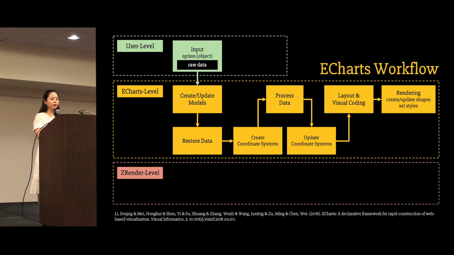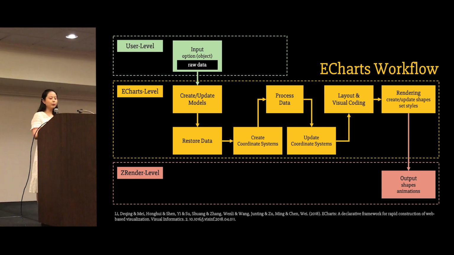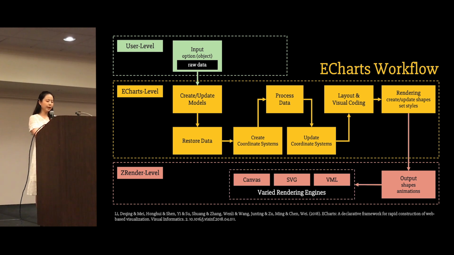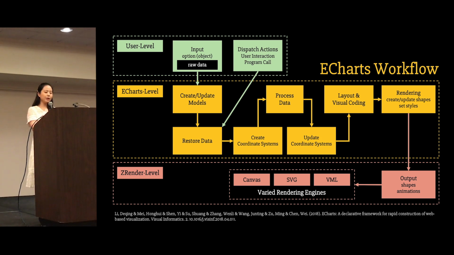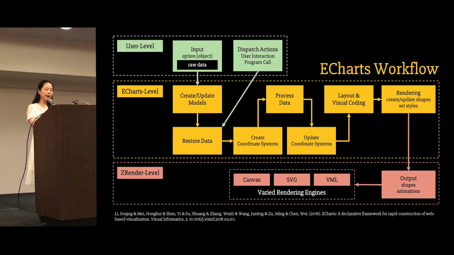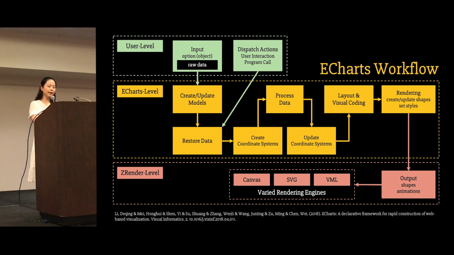But ECharts does not do the rendering job by itself. Instead, it uses zRender, which is a cross-platform rendering engine doing all the real rendering job. zRender provides a unified API for rendering with Canvas, SVG, and VML, so that we don't need to consider the different implementations on these rendering engines when writing code in ECharts. When the user interacts with the chart, all actions are dispatched programmatically. The data is updated and rendered again.